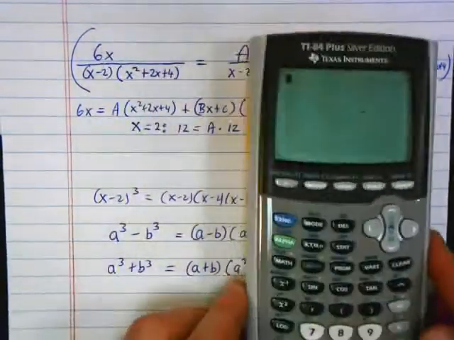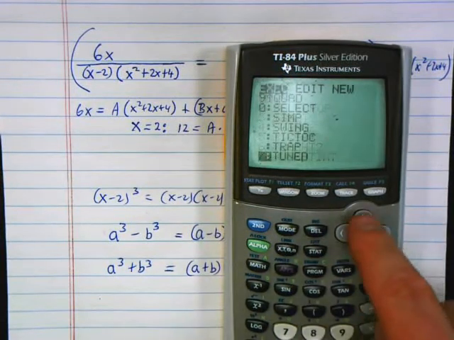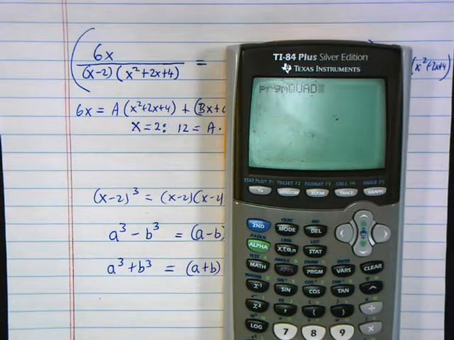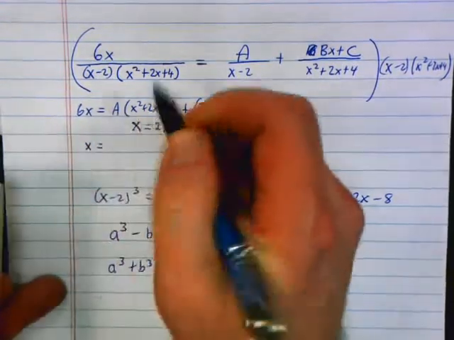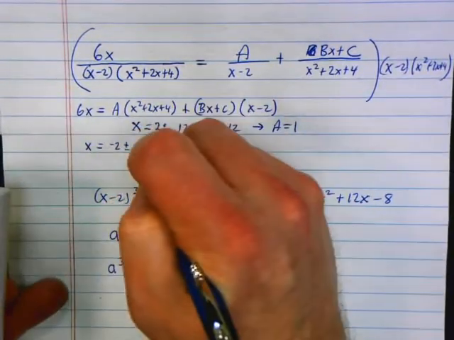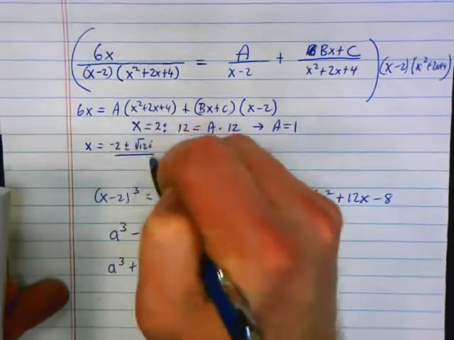I happen to have a nice program that does quadratic formula for me. Program, quadratic formula. A is 1, B is 2, C is 4. I don't get very nice numbers. I'm not really sure that I want to plug in negative 2 plus and minus square root of 12i over 2. That's not that bad. So my next favorite number is x equals negative 2 plus or minus square root of 12i over 2.